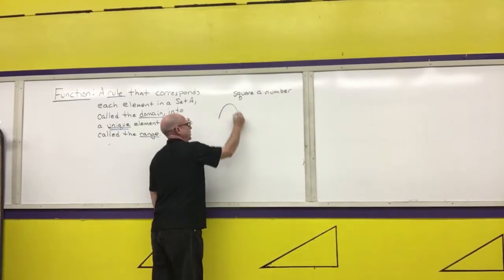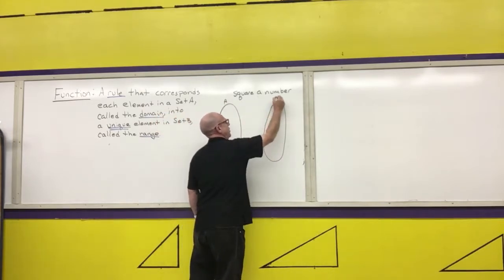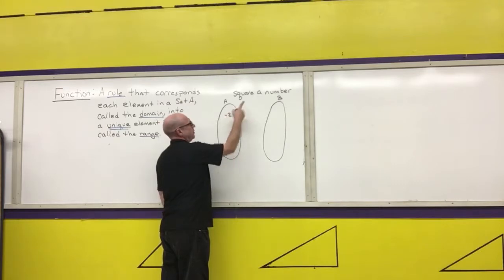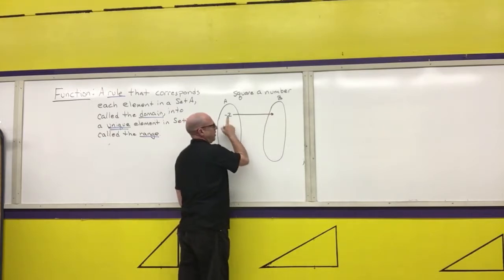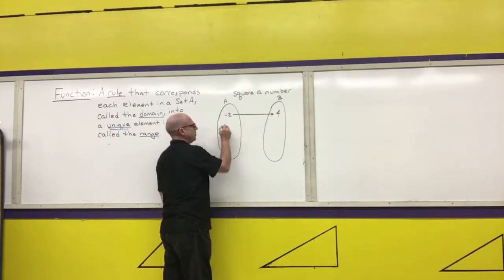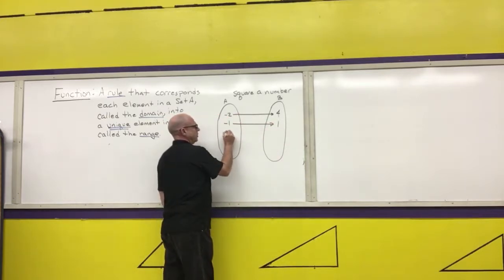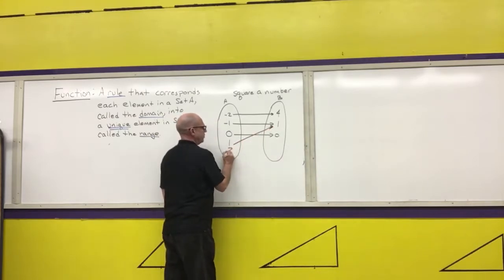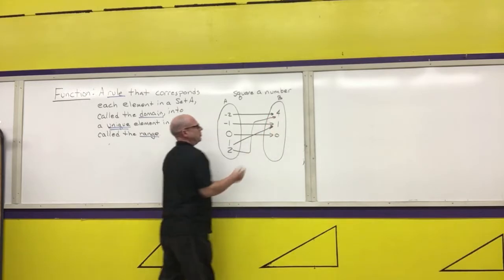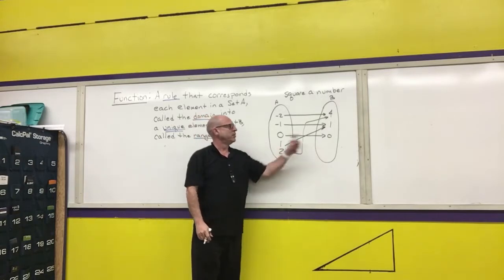One way to represent the function is with my set A going to my set B. If I take the number -2, use the rule on it, square it, the number -2 in set A, the domain, becomes a 4 in the range. -1 squared becomes a 1 in the range. 0 squared becomes 0. 1 squared becomes 1. And 2 squared becomes 4. So one way that I can represent a function is with mappings between two sets.